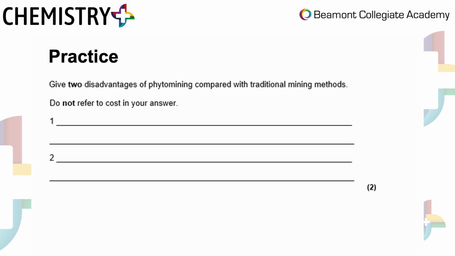Practice 2. Give 2 disadvantages of phytomining compared with traditional mining methods. Do not refer to cost in your answer. We've got 2 marks, 2 points need to be made. Pause the video and have a go.